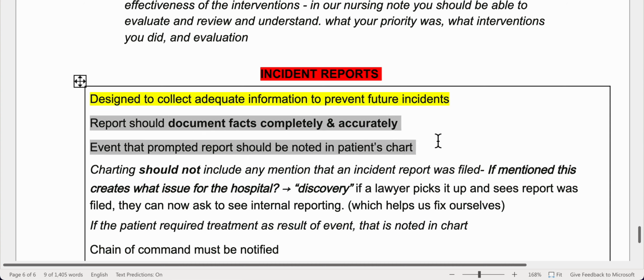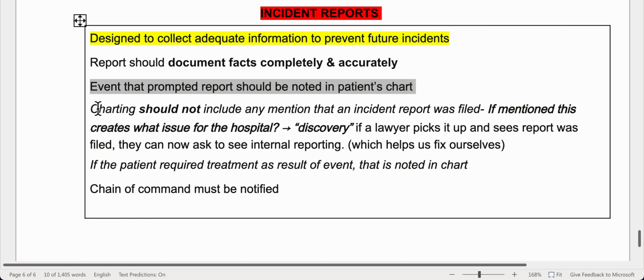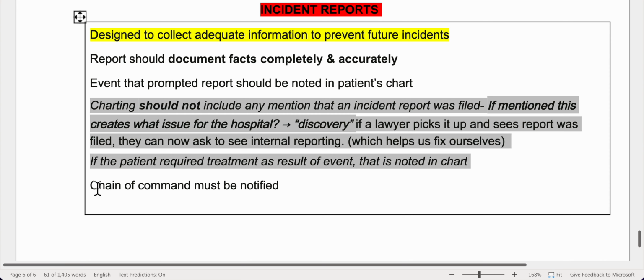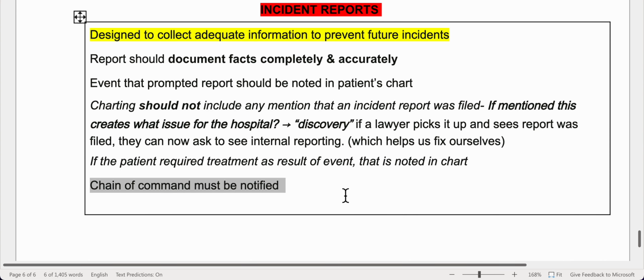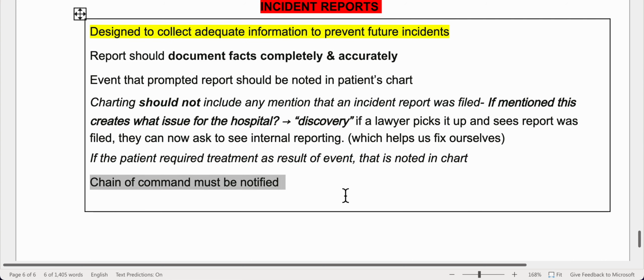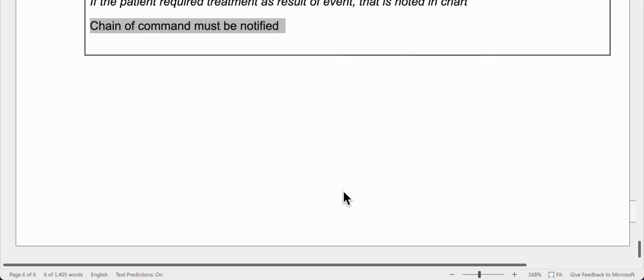Incident reports are designed to collect adequate information to prevent future incidents. The report should document facts completely and accurately. The event that prompted the report should be noted in the patient's chart. Charting should not include any mention that an incident report was filed. If mentioned, this creates what issue for the hospital? Write the word discovery. If a lawyer picks it up and sees a report was filed, they can now ask to see internal reporting, which helps us fix ourselves. If the patient required treatment as a result of the event, that is noted in the chart. Chain of command must be notified.